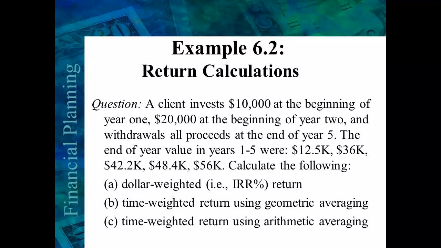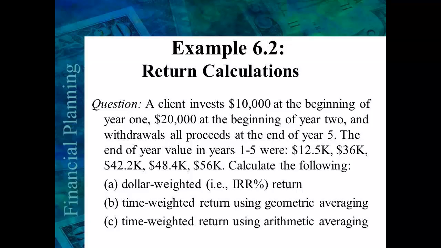Let's apply these measures of return by working through the following question. A client invests $10,000 at the beginning of year one, $20,000 at the beginning of year two, and withdraws all proceeds at the end of year five. The end of year values in years 1 through 5 were $12,500, $36,000, $42,200, $48,400, and $56,000 respectively. Calculate the following.